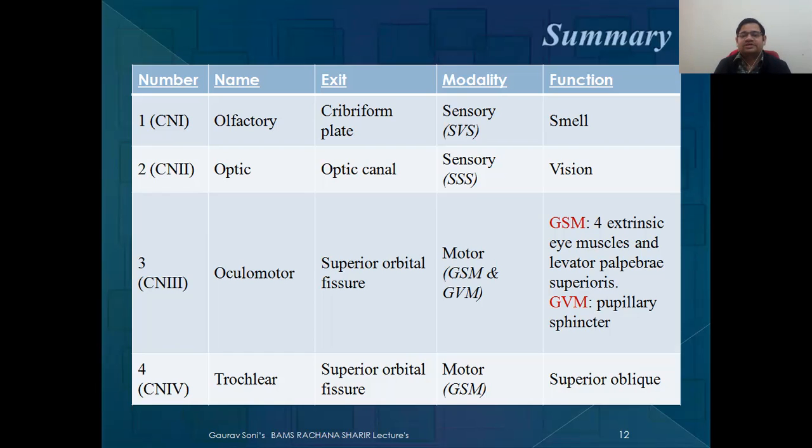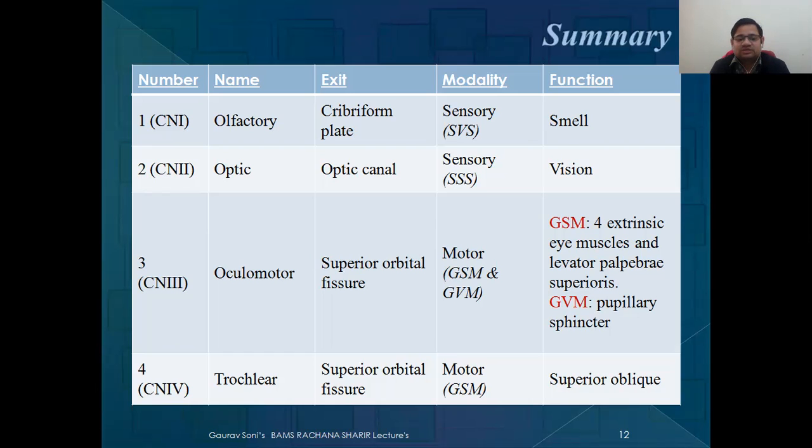Next one is cranial nerve number 3, that is oculomotor. The exit point is superior orbital fissure. This is of motor type, having 2 modalities, GSM and GVM. GSM is general somatic motor and GVM is general visceral motor. So from the general somatic motor part, 4 extrinsic eye muscles and levator palpebrae superioris are going to be controlled. So these are extraocular muscles. You might be knowing extrinsic muscles, levator, LPS, and all this. Then there is GVM, that is general visceral motor. These are going to control the pupillary sphincters.